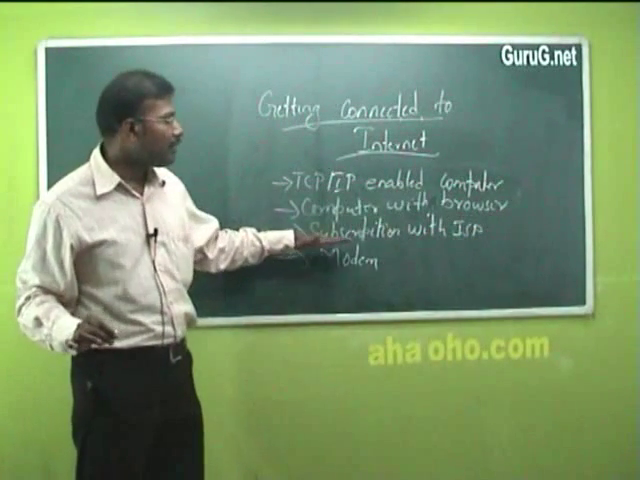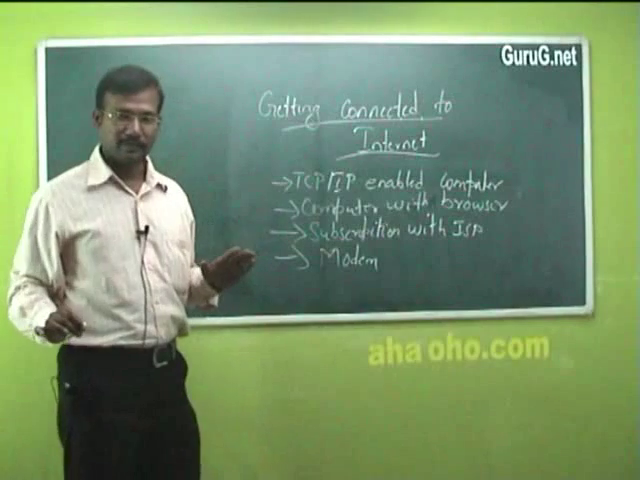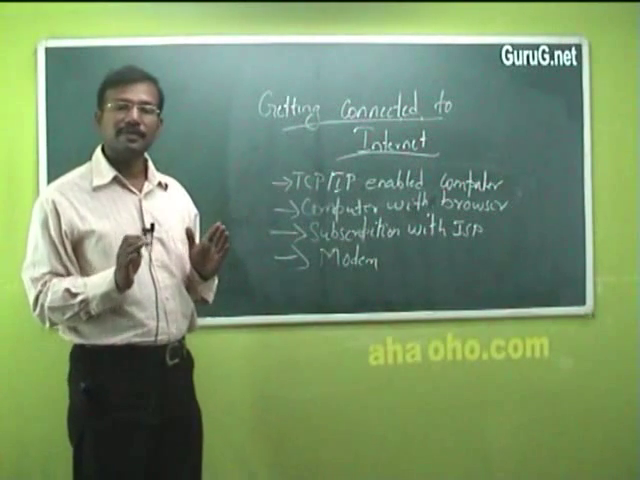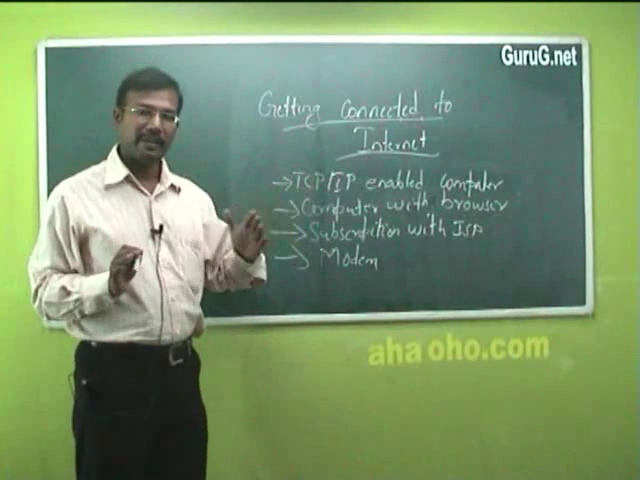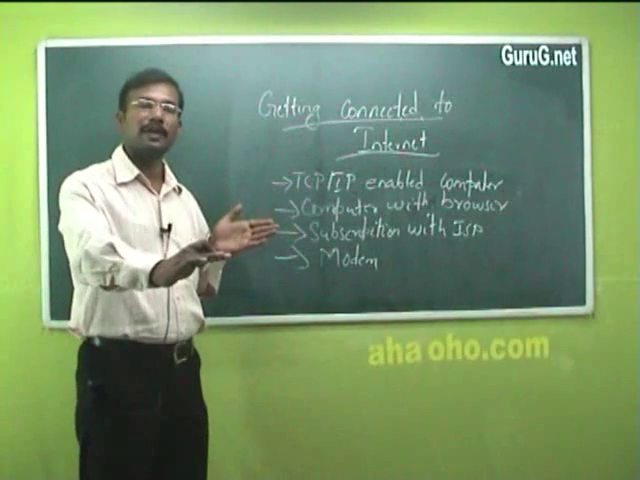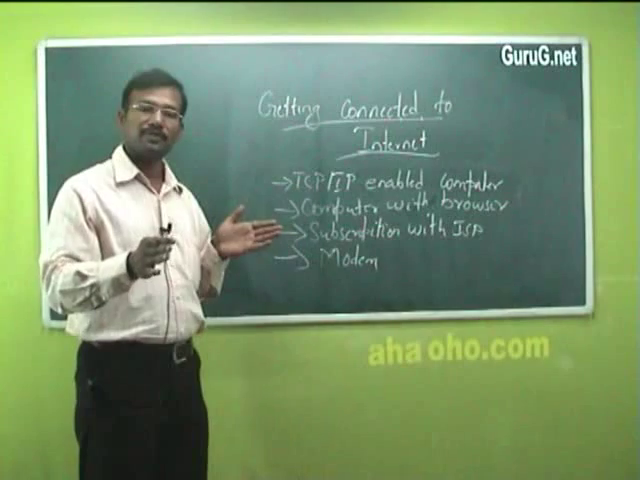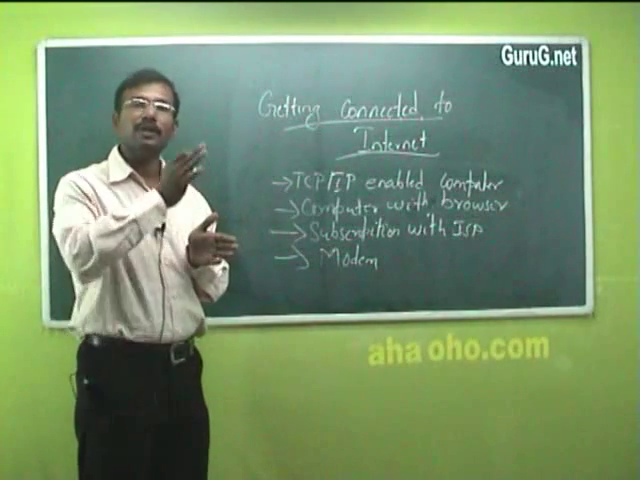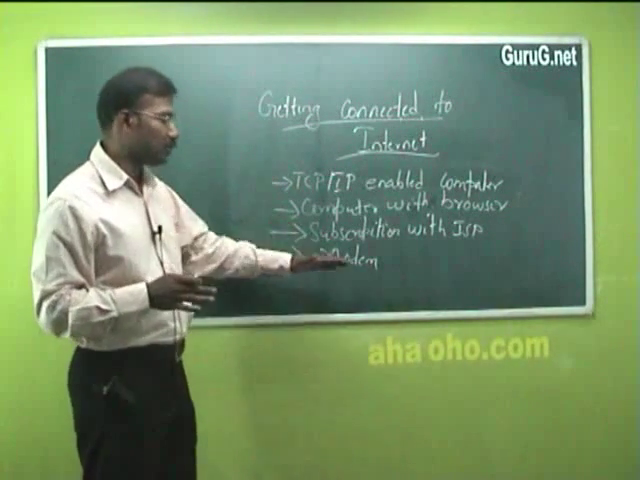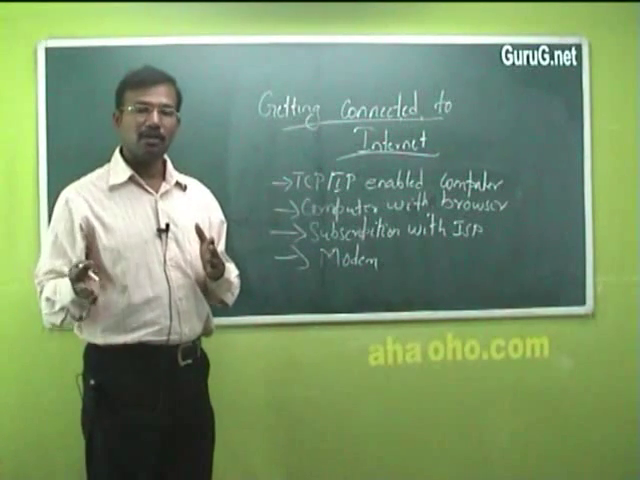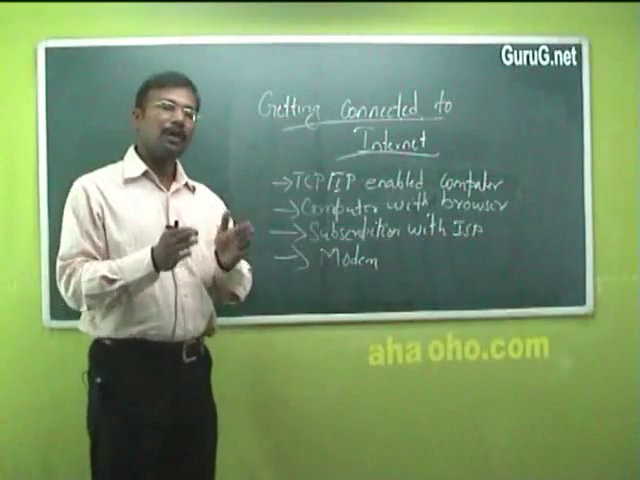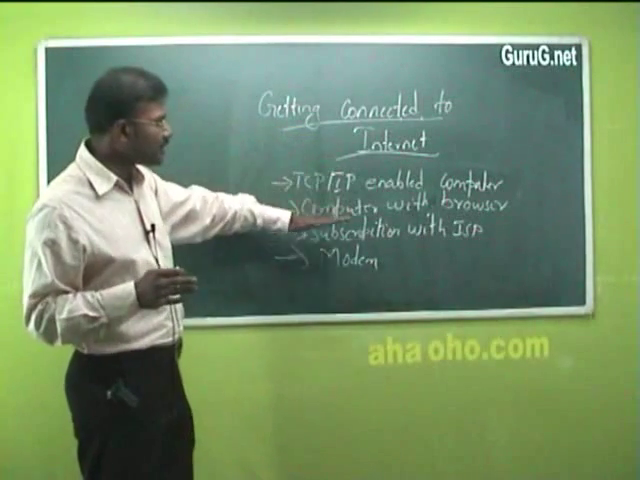Next, you need to have a subscription with an ISP. You need to have a subscription with an internet service provider. Airtel is there, BSNL is there, Hathway. Similarly, there are a good number of service providers. You need to get a subscription from them. Then only it is possible for us to get an internet connection. Next, you need to have a modem. A modem is an electronic device which will convert the analog signal to digital signal. Now, we have discussed these things.